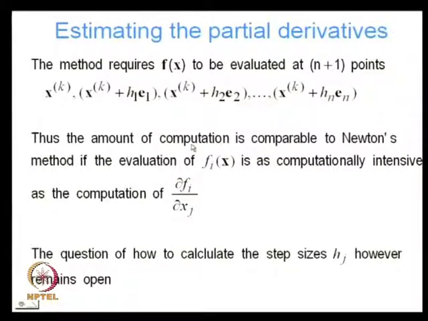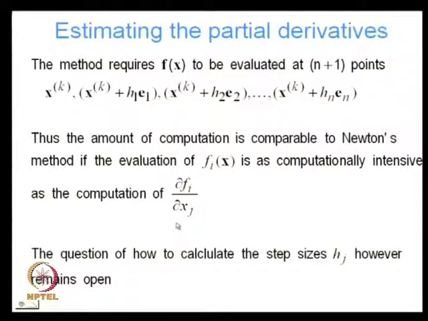Thus, if these function evaluations are almost as expensive as evaluating the derivatives, then it is not much use. Then I can just do my usual full Newton derivatives. So, if the amount of computation is comparable to Newton's method, if the evaluation of fi(x) is as computationally intensive as the computation of these partial derivatives, there is no gain.